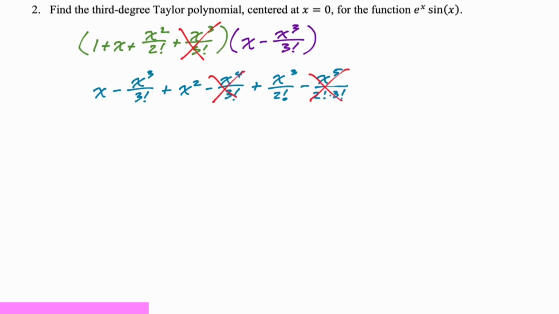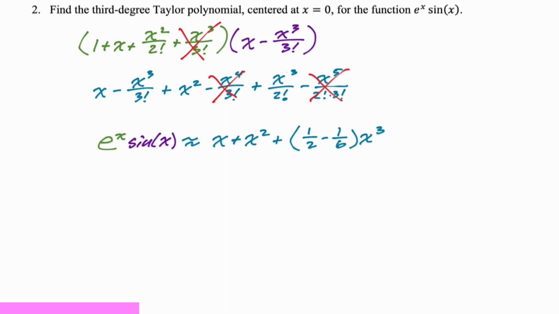So now what I want to do is write down what we have. We have e to the x times sine of x is approximately, the x is there, we have an x squared, and then for x cubed, we have 1 over 2 factorial minus 1 over 3 factorial, which is 1/2 minus 1/6.